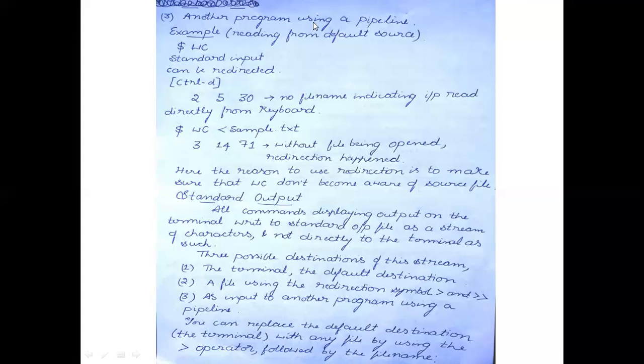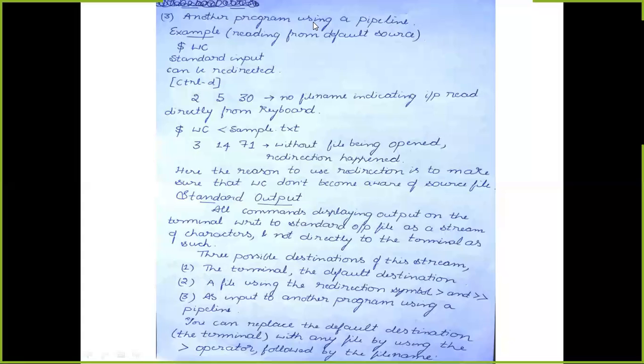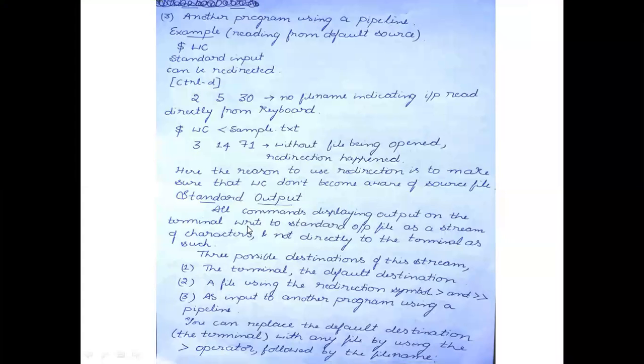So the next thing is how we can make use of standard output. As you can see, all commands displaying output on the terminal will write to the standard output file. Whatever output a command has to display after it executes will be written to the standard output file as a stream of characters. It won't be directly displayed onto the terminal or the display. Whatever content the command has to display will be passed on to the standard output file. The contents of the standard output file will ultimately be passed on to the terminal or the display. That is how the execution happens.